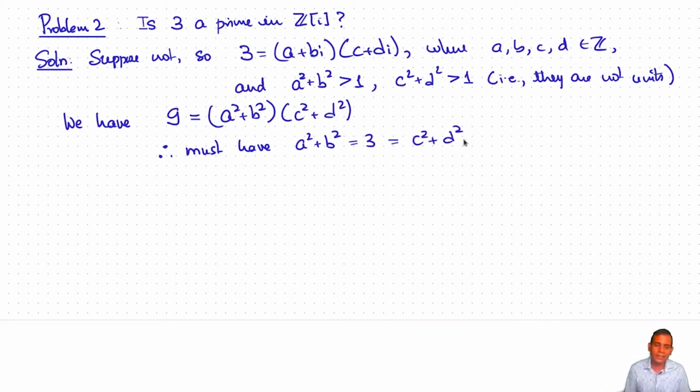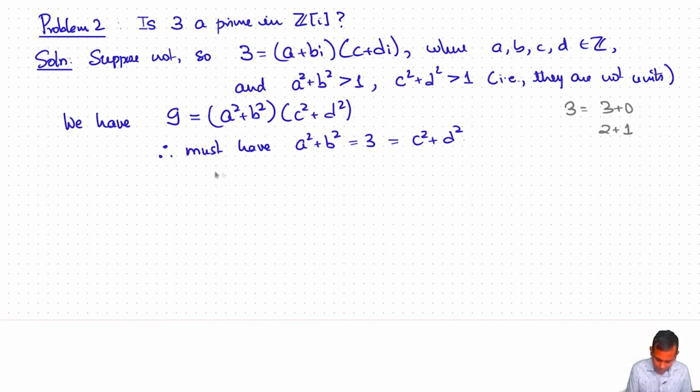But can we write 3 as a sum of two squares? Well, 3 can be written as 3 plus 0, that's certainly not a sum of two squares, or it can be written as 2 plus 1, that's also not a sum of two squares, or 1 plus 2 or 0 plus 3, which are hardly new choices.